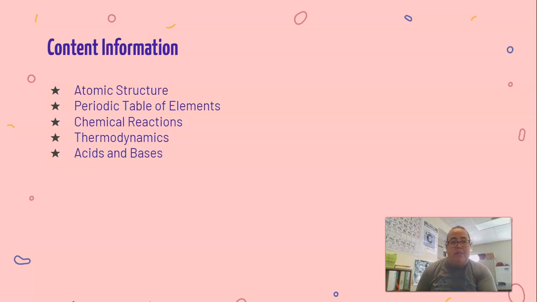Just some content information. When we are studying chemistry, we're looking at atomic structure. We'll study the periodic table of elements. We'll look at chemical reactions. We'll do some stuff with thermodynamics, and then we'll interact with some acids and bases. Along the way, we'll do some other things as well, but those are a lot of the main topics that we hit.